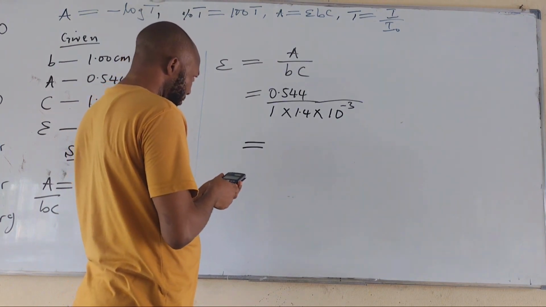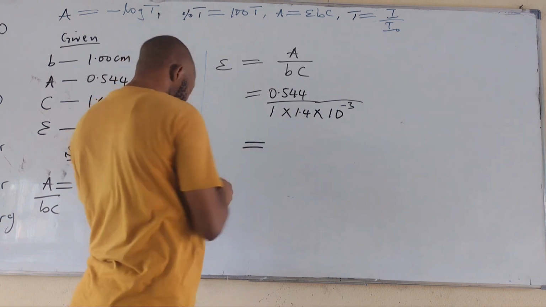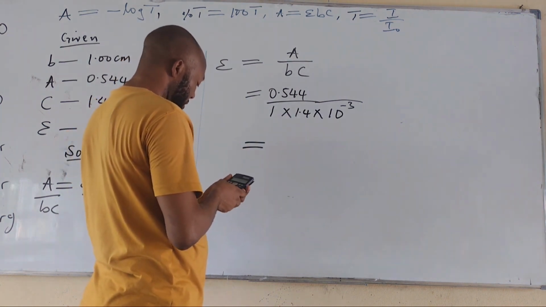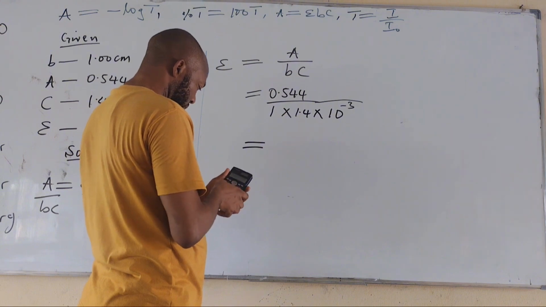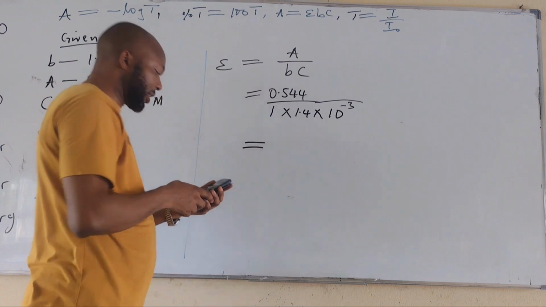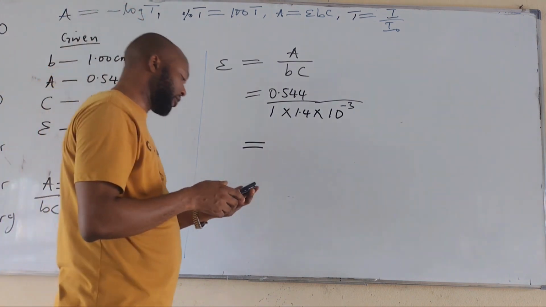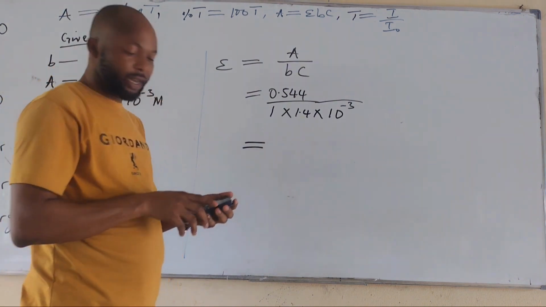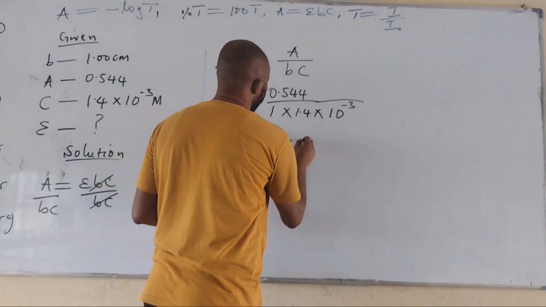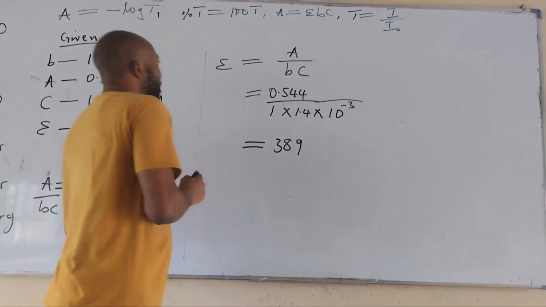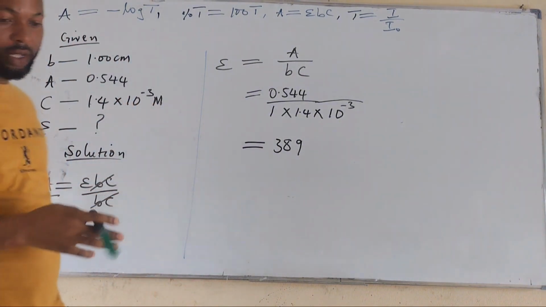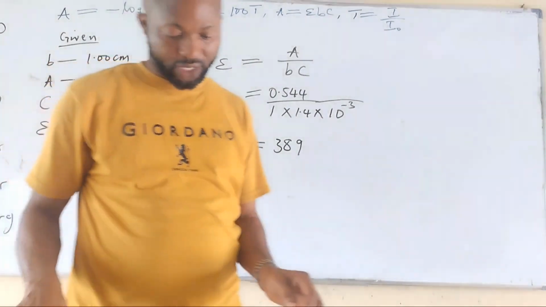0.544 divided by 1.4 times 10 raised to the power minus 3. It's 388.5. To 3 significant figures, that is 389. This is 389, so that becomes our molar absorptivity. Let's take another question, please.